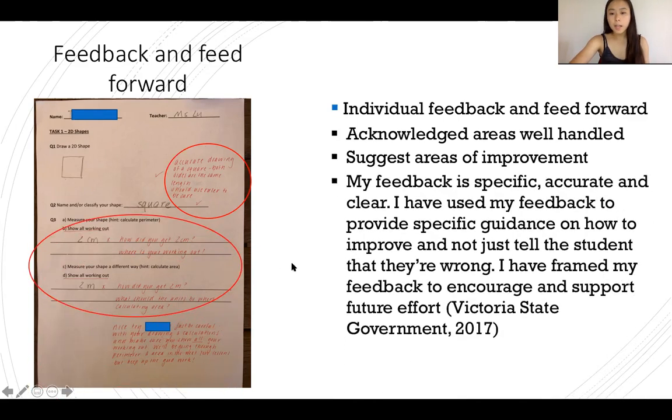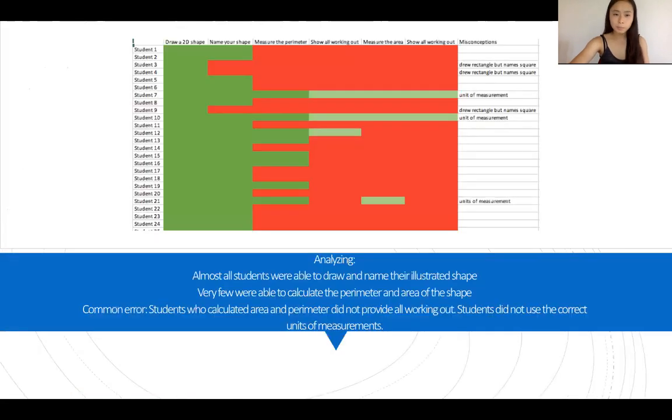So I believe that my feedback is specific, accurate, and clear. I've used my feedback to provide specific guidance on how to improve, not to just tell them what they got right and what they got wrong. I've framed my feedback to encourage and support future effort.